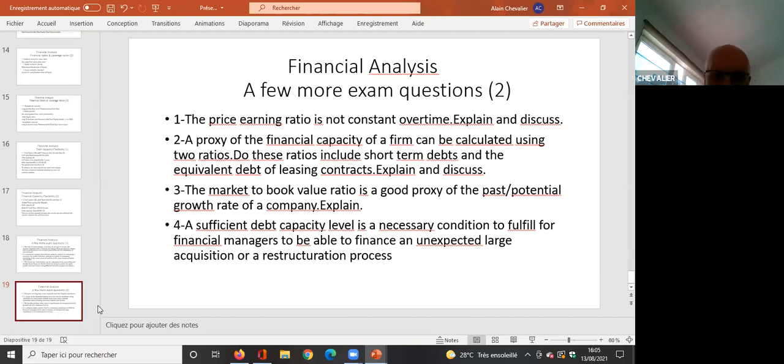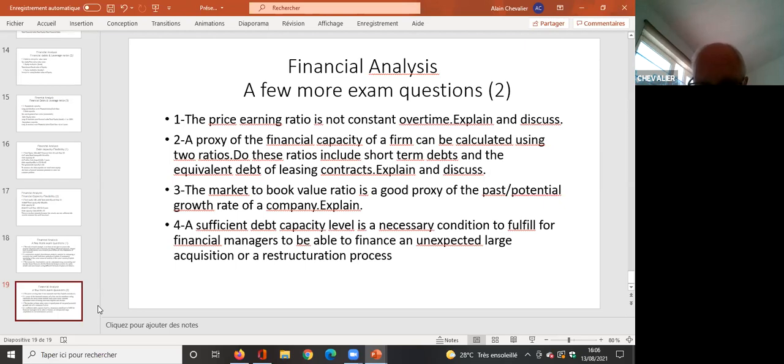Okay, so now let's please start again after this short break, and on this slide, which is the last, slide number 19 of session 3, I have just two questions to bring a few elements on. It is question 3 here. The market to book value ratio is a good proxy of the past potential growth rate of a company. Explain. It's just to be sure that you remember what I said.